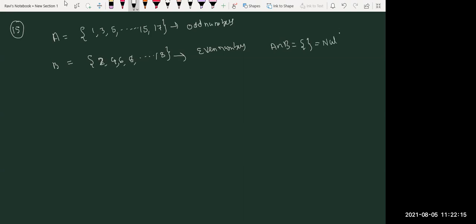Others, do you understand at this point? Yes, sir. When A intersection B is null set, we can say that A and B are which type of sets? Disjoint sets. What's your name? Shravya, sir. So they are disjoint sets. Understand all of you what I said? Yes, sir. A and B are disjoint sets.